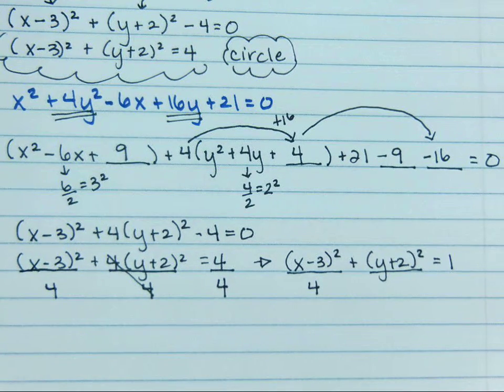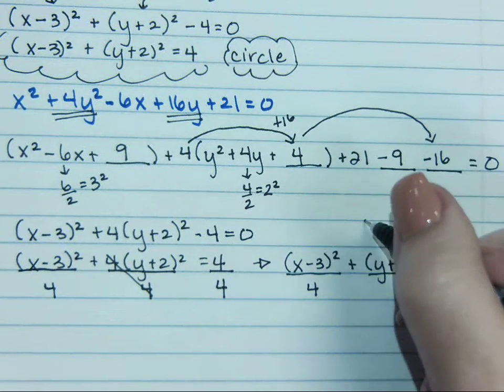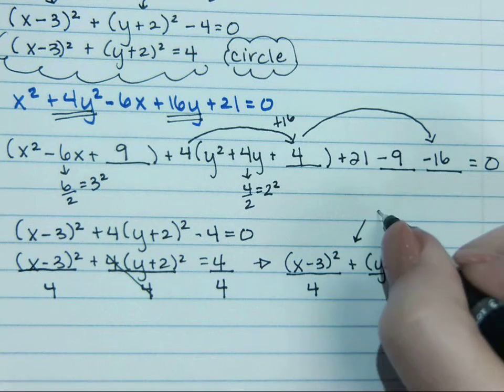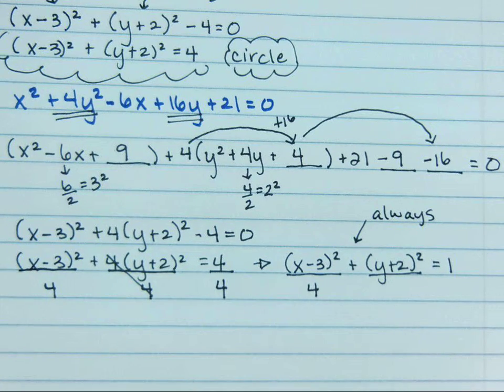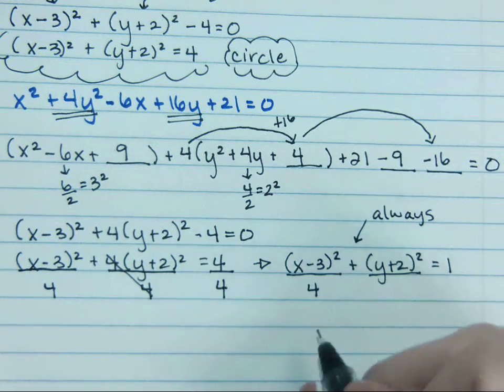Now this is either going to be an ellipse or a hyperbola. Ellipses are always a plus sign. Hyperbolas are always a negative sign, separating the two terms. So this is going to be an ellipse.